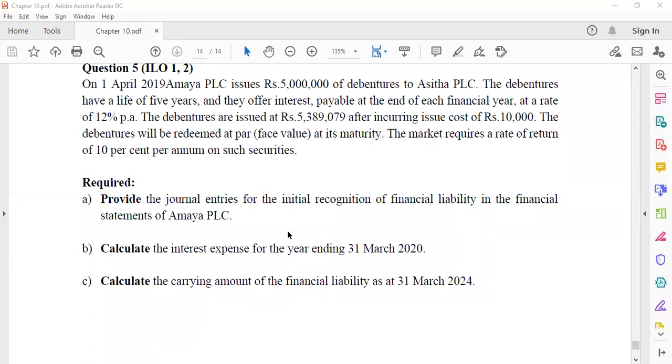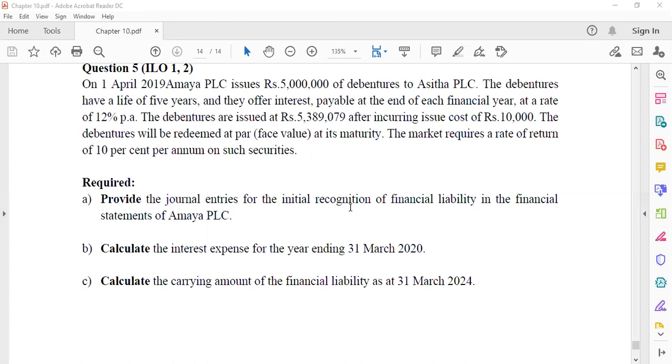Let's read the question first. On 1st of April 2019, Amaya PLC issued rupees 5 million of debentures to Asita PLC. The debentures have a life of 5 years and offer interest payable at the end of each financial year at a rate of 12% per annum. So the 12% is your coupon. The debentures are issued at rupees 5.389079 million after incurring issue cost of 10,000.